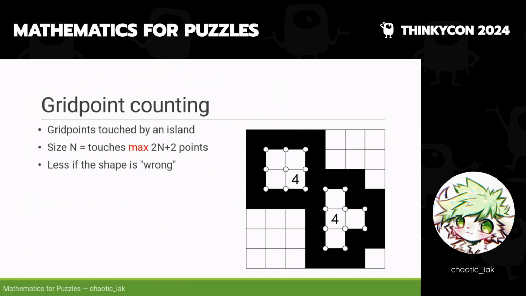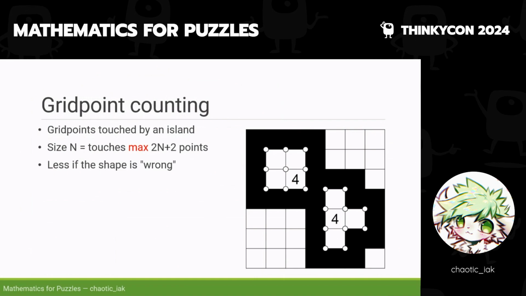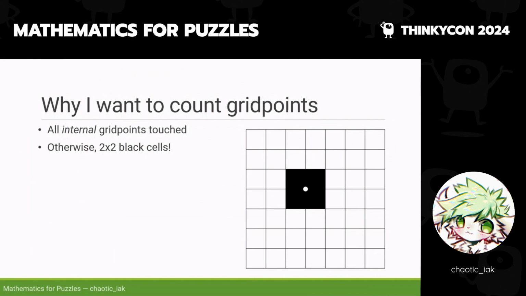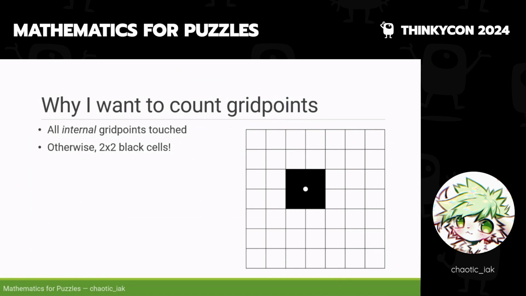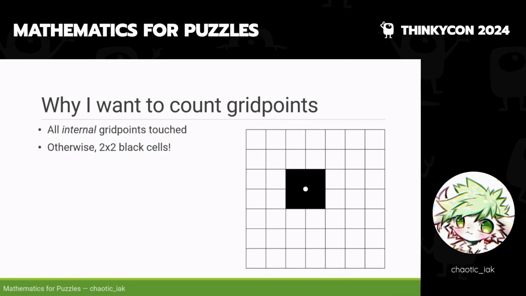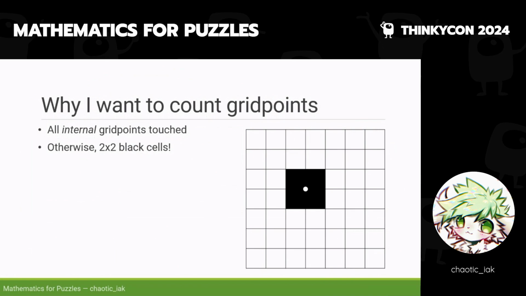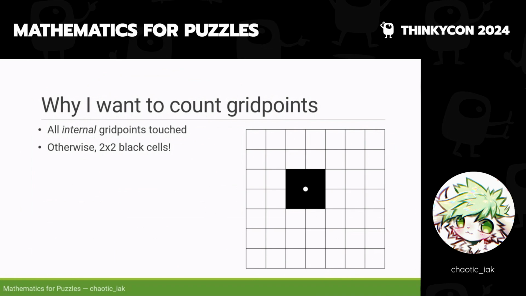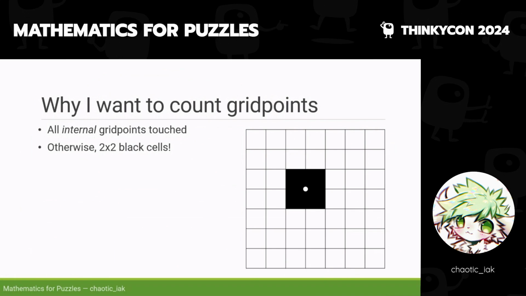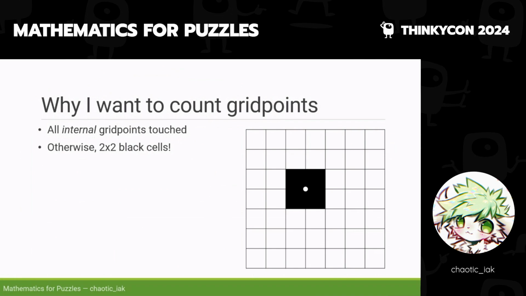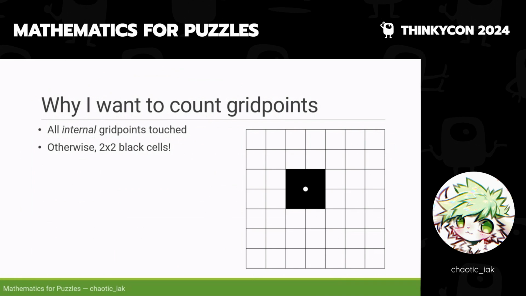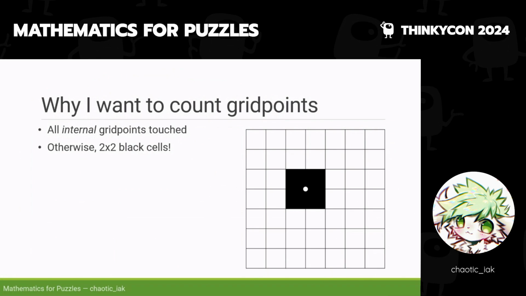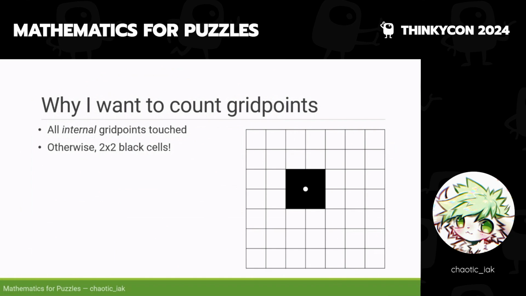Why am I so interested in these grid points? That's because of an observation that I noticed. Let's look at a grid point inside the grid, so not on the boundary. If there is no island touching it at all, that means everything around it is black. But if everything around it is black, that means it is a 2x2 area of black cells. That's why I'm really interested in these grid points, because all the internal grid points must be touched by islands. Otherwise, we have this 2x2 area of black cells, and Nurikabe rules say we cannot have that.